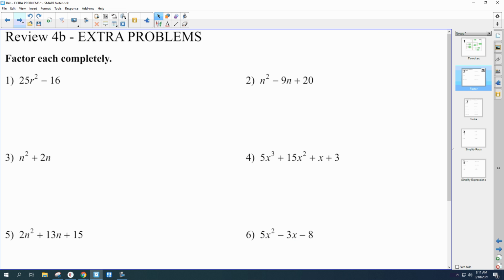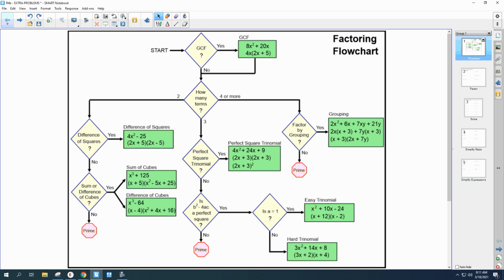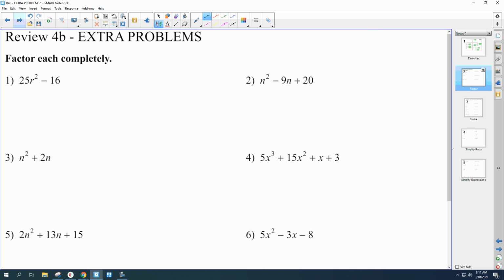So look at problem number 1. It looks weird. It looks like there's going to be a GCF, but if you look at it, no, there's not. There's no GCF. So the next question says how many terms? And there are 2 terms. So you go to the next box and it says is this difference of squares? And it turns out it is difference of squares, and you recognize that because you should know the square root of 25 and the square root of 16.